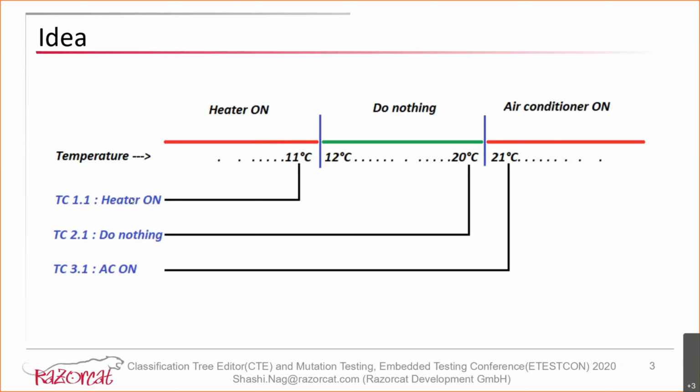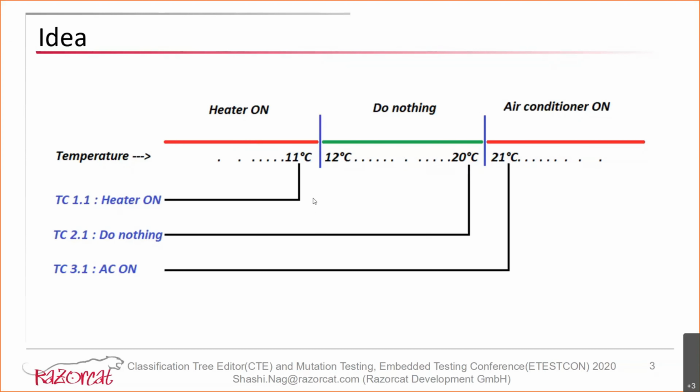So I create one test case, and I'm picking temperature from this range. Then of course my heater should be on. Then for the next test case, I'm picking from this range. Then I'm doing nothing because it is valid. And next, I pick a temperature from 21 degrees or in this range. In that case, my AC should be on. So we will see how this visualization can be done in CTE.